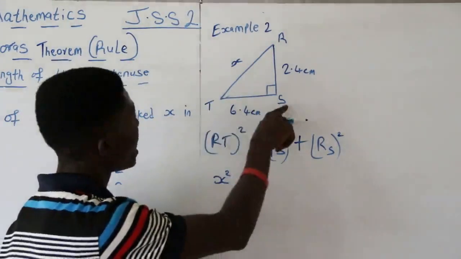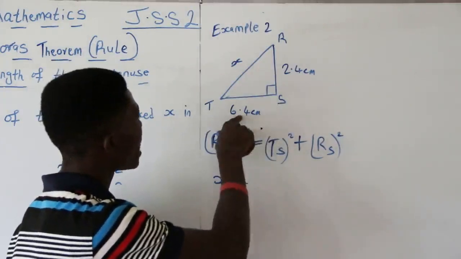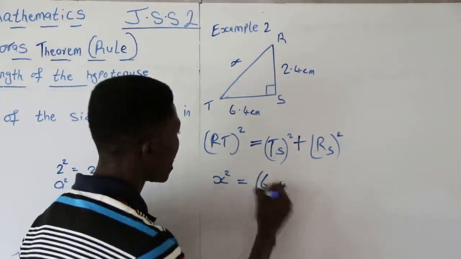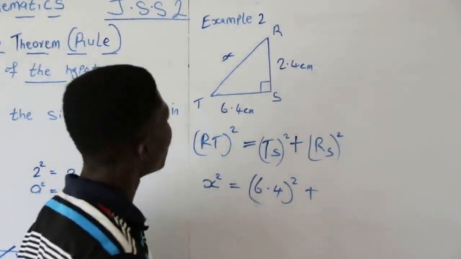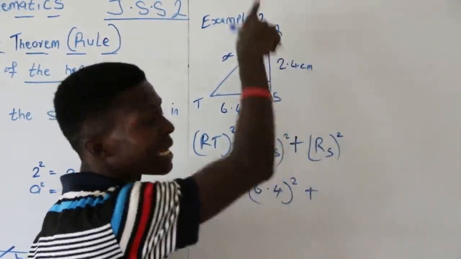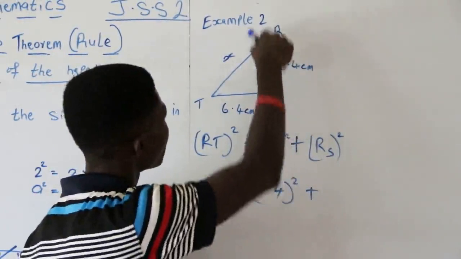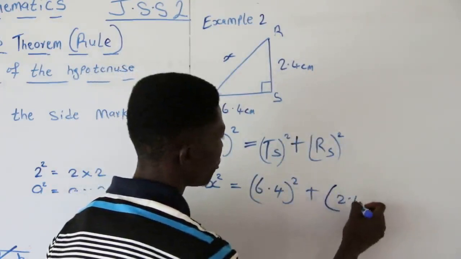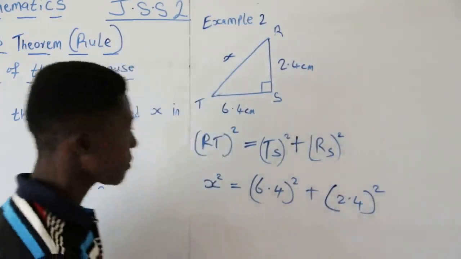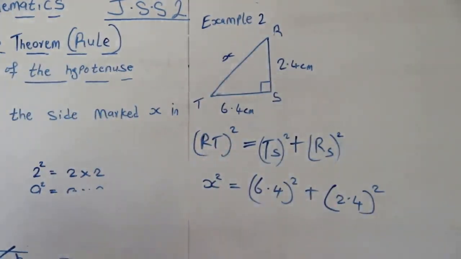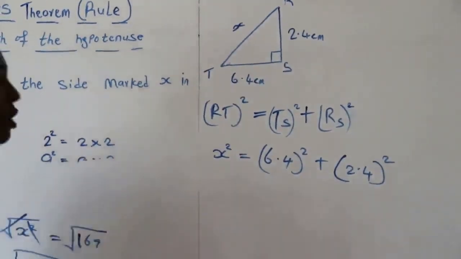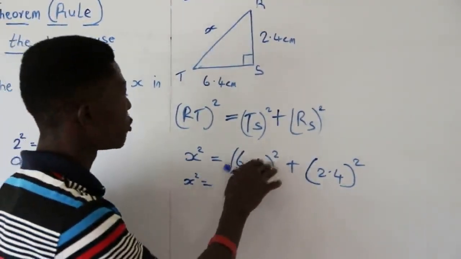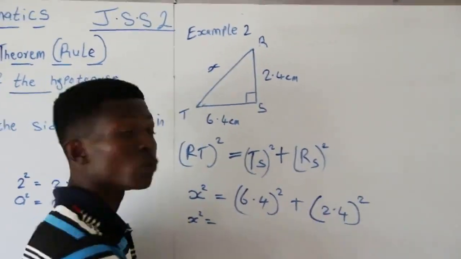TS. Line TS is represented with 6.4. This is 6.4, and remember your square. Then your addition sign. Line RS is represented with 2.4, 2.4 square. This is it. We have brought it out. Now, if you punch your calculator very well, we need to simplify 6.4 square plus 2.4 square.